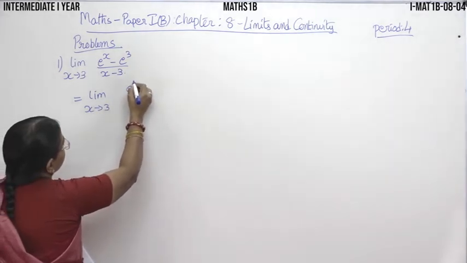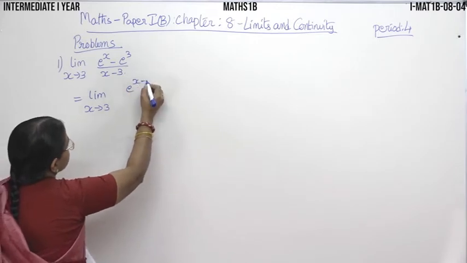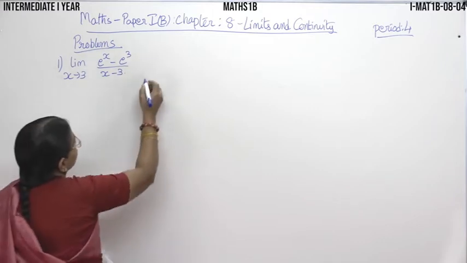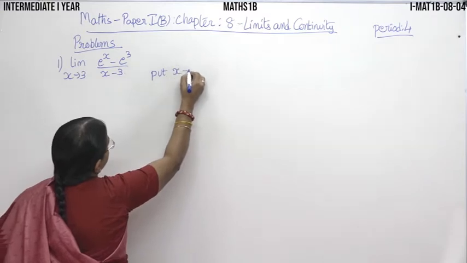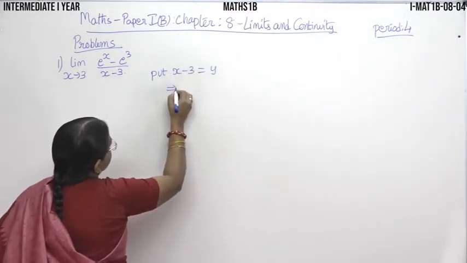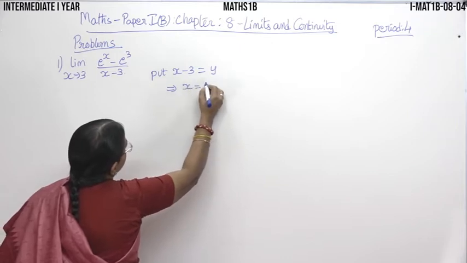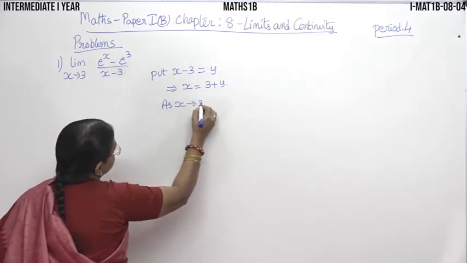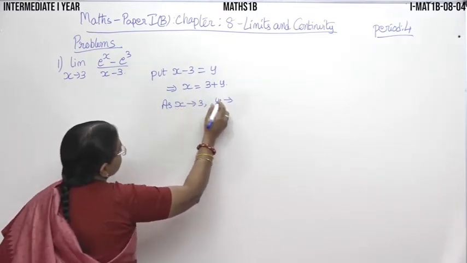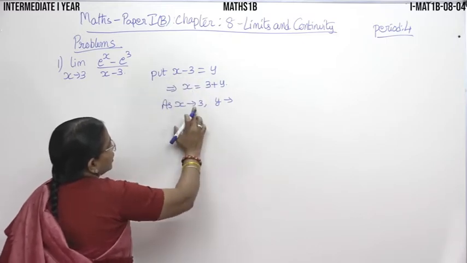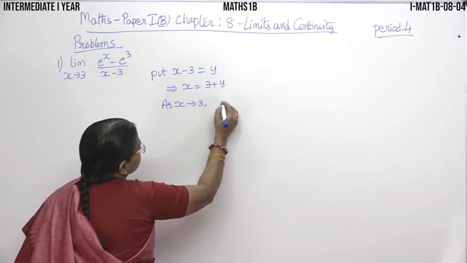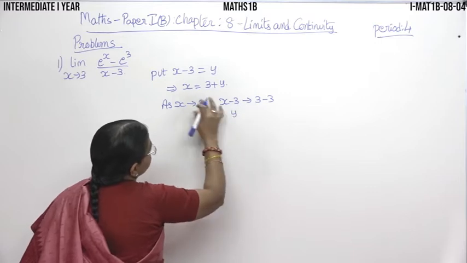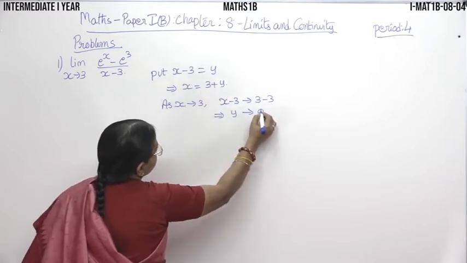You can write e power x minus, okay, we'll put x minus 3 is equal to t, and instead of taking common, we'll do like this. Put x minus 3 is equal to some y. So this implies x is equal to 3 plus y. Now as x tends to 3, y is equal to what? x minus 3 tends to 3 minus 3. So that means x minus 3 is nothing but y. So y tends to 0.